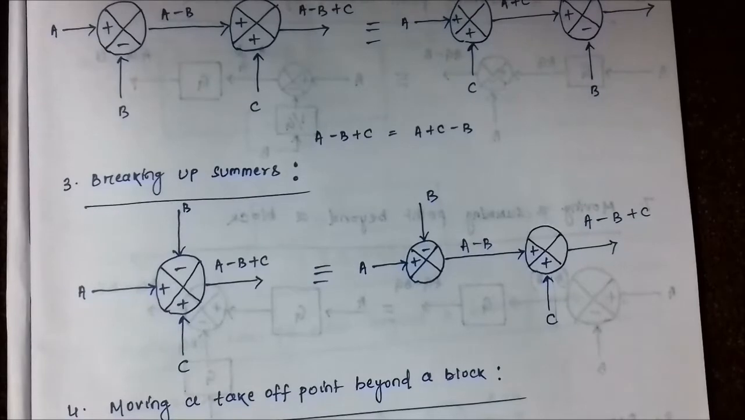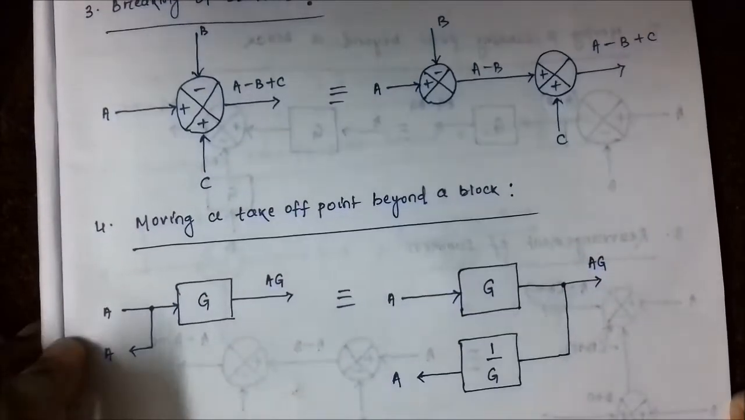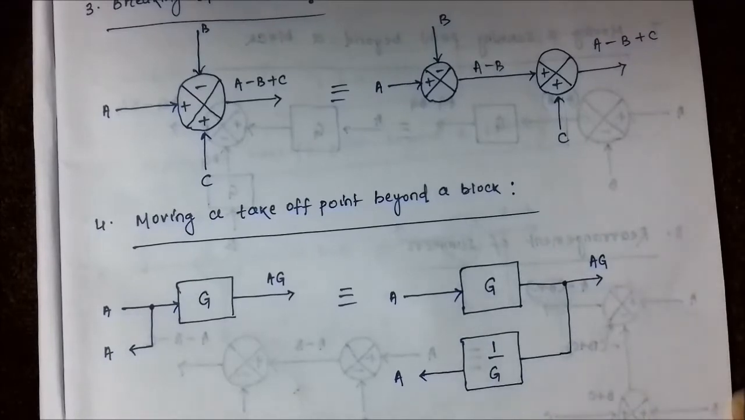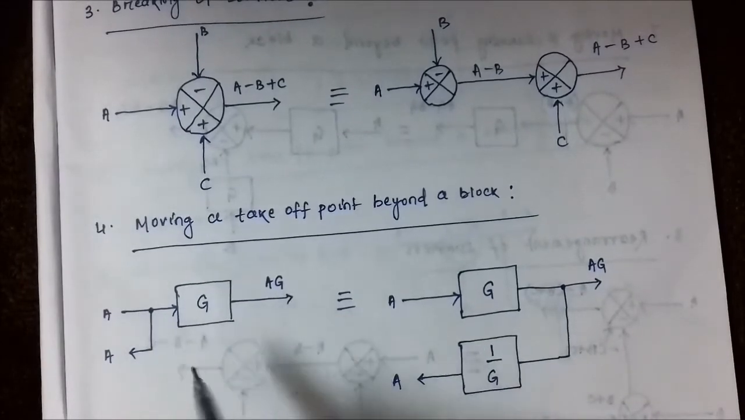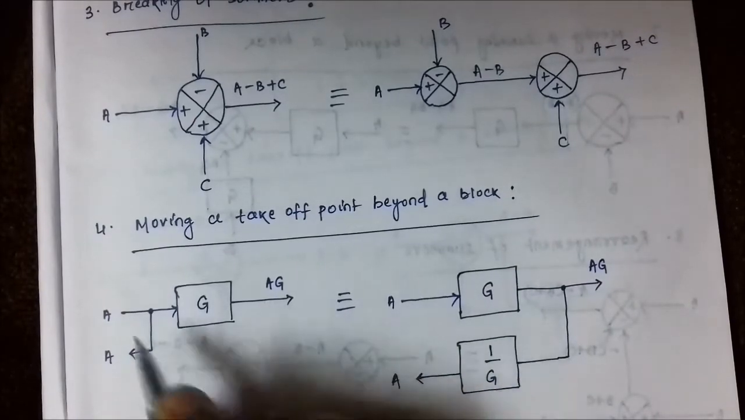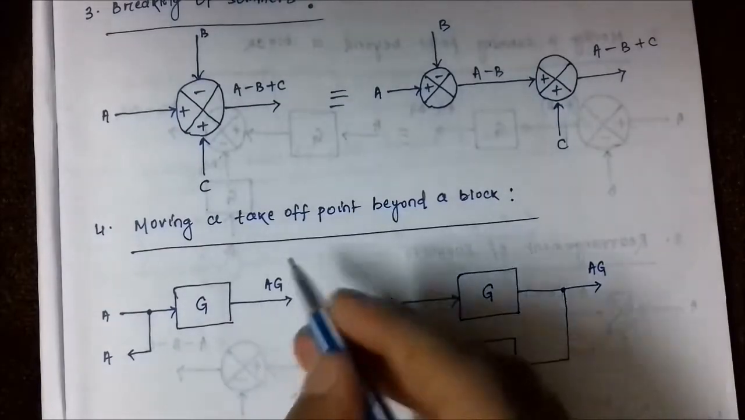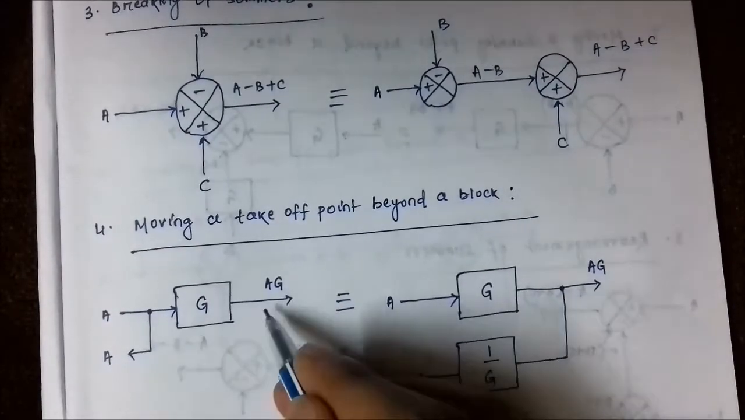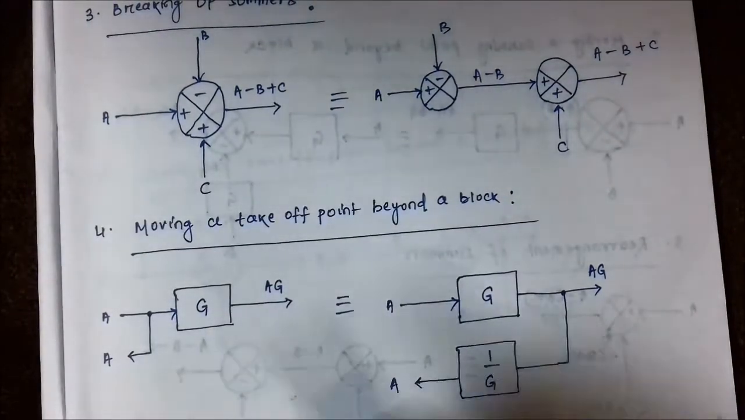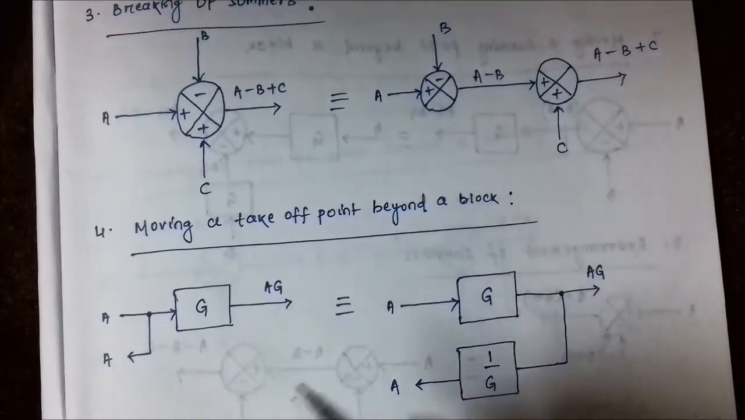Okay. Next is moving a takeoff point beyond a block. So what is a takeoff point? A takeoff point is any value we take from one of these lines. Anywhere we take a value, output, it is called a takeoff point. Suppose we take a value from here, it is a takeoff point. Suppose we take a value from here, it is a takeoff point.